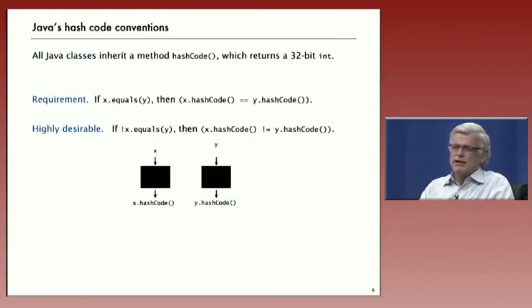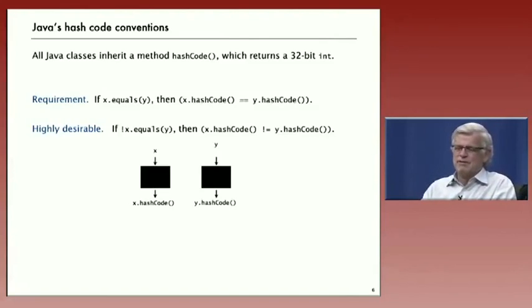So hashing is widely used for systems programming and applications, so some conventions for hashing are built into Java. In particular, all Java classes inherit a method called hashCode, which returns a 32-bit int value. And it's a requirement that if x and y are equal, then their hash codes should be equal. That is a convention that's built into Java, and that enables the hash code to be used for hashing.